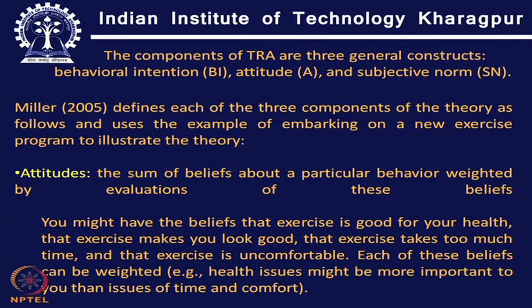There are three components: behavioral intention, attitude and subjective norm. Suppose you want to go for a new exercise program, as in the example given by Miller in 2005. Attitude is a sum of beliefs about a particular behavior, weighted by evaluations of these beliefs. You may believe that exercise is good for health, it makes you look good, it takes too much time and it is uncomfortable. Each of these beliefs can be weighted, like health issues are more important to you than looks and the issues of time and comfort.